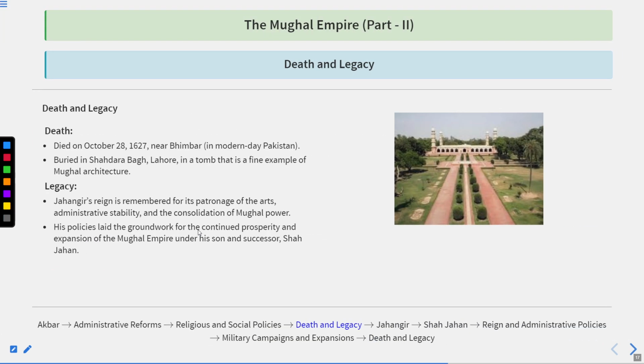Death. On October 28, 1627, near Bhimbar, which is in modern-day Pakistan, he died and was buried in Shahdara Bagh, Lahore, in a tomb that is a fine example of Mughal architecture.